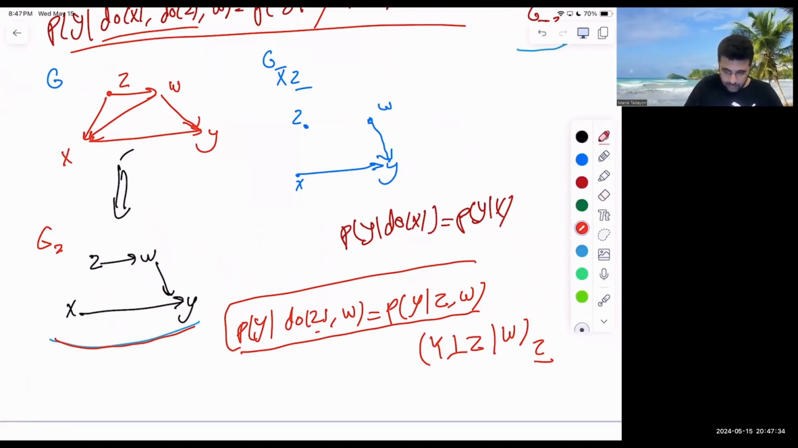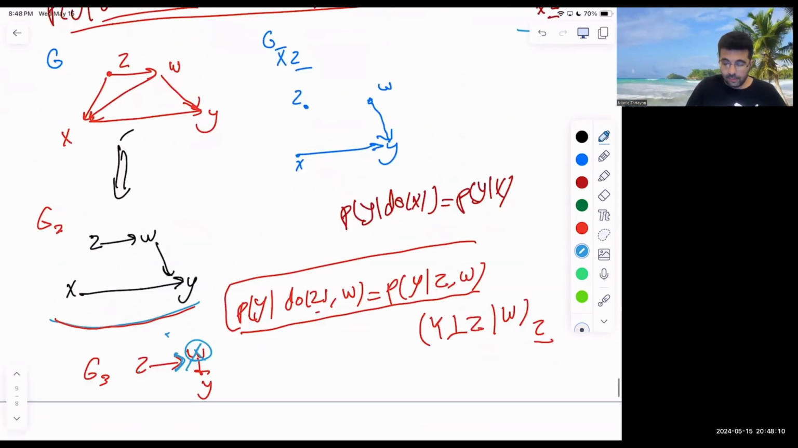this. I want to make sure that everyone follows what I say. ZWY. Remember, X doesn't exist. If you have this G3, right? So in a sense, do Z, doing intervention, is the same as seeing Z, right? Because there is no confounder here. There is really no confounder. So if you condition on W, Y and Z are independent. W blocks this path. Do you guys see what I'm saying? W blocks this path, so Y and Z are independent. That's another way to see this one.